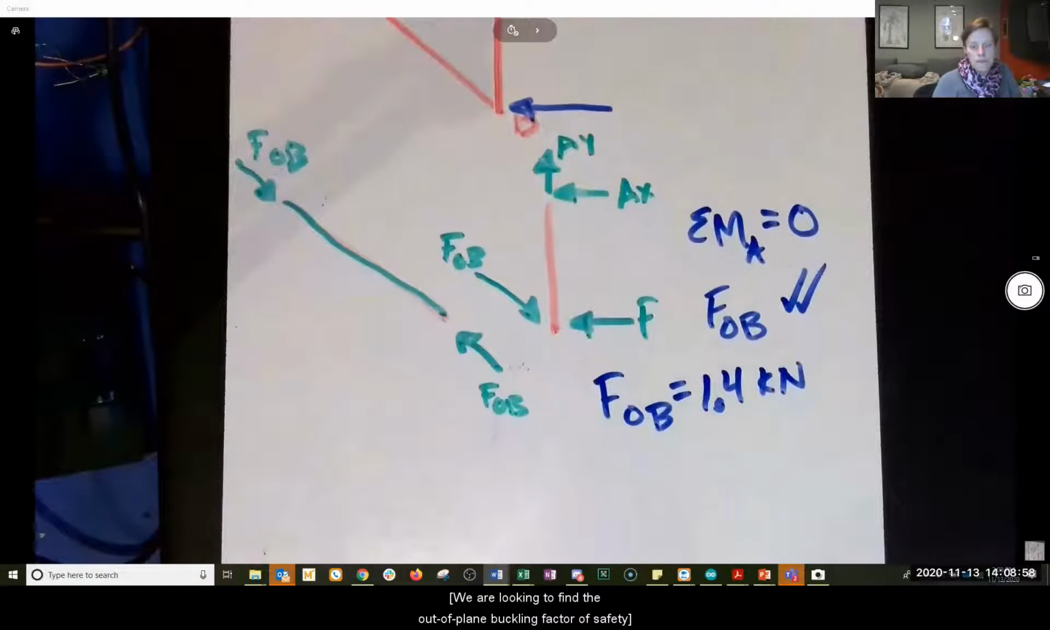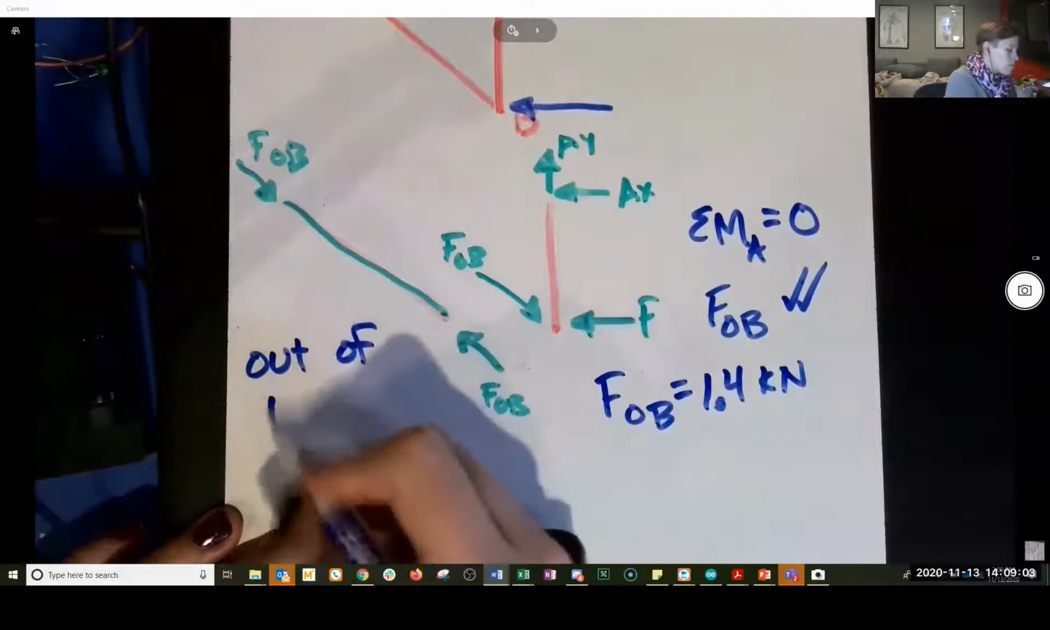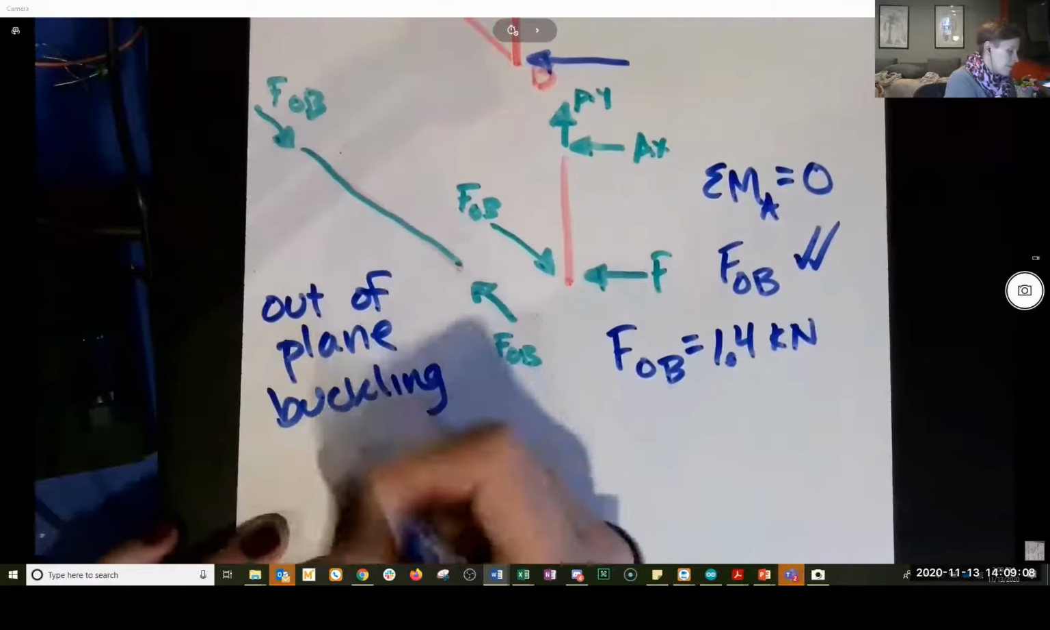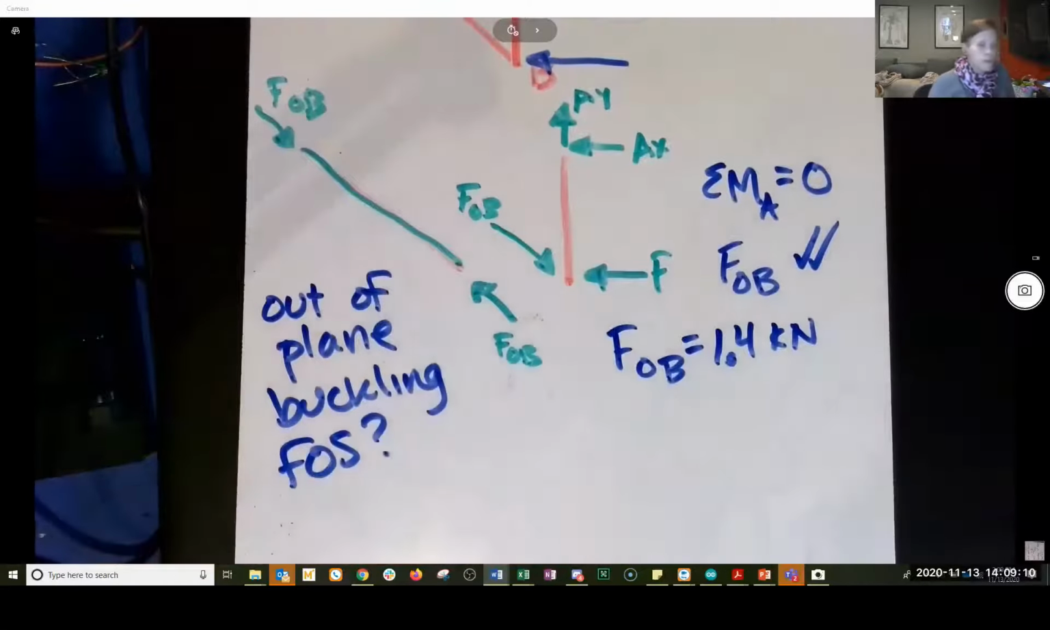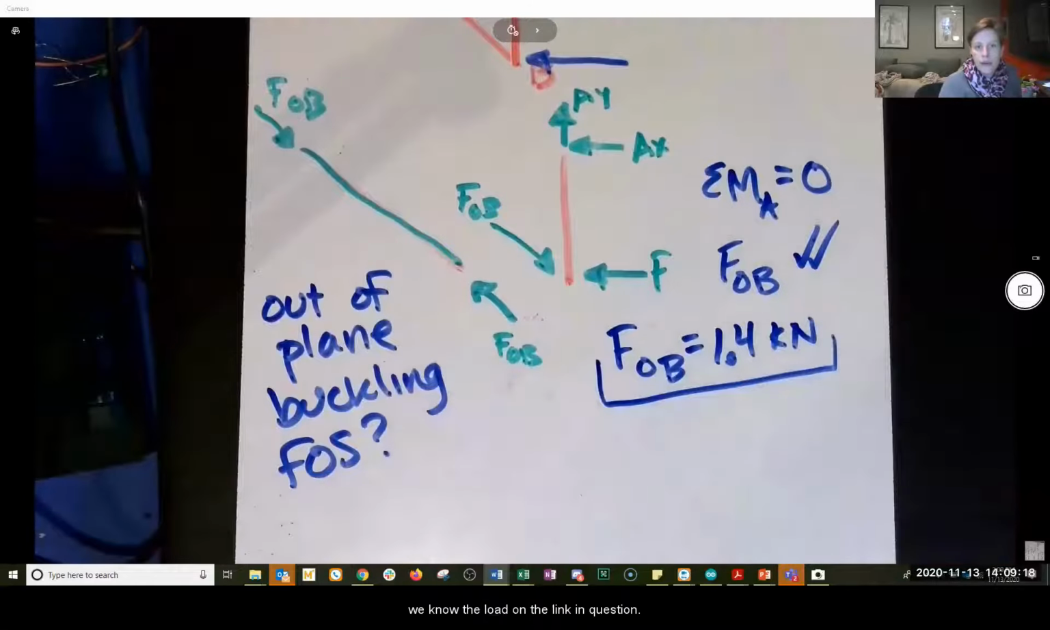Now what we're looking at is out of plane buckling. Factor of safety is what we're looking for. So our very first step is always to evaluate statics. Now we know the load on the link in question. What next? What are some things we need to identify or investigate? What is the next piece of buckling work? The slenderness ratio, Robert, exactly.